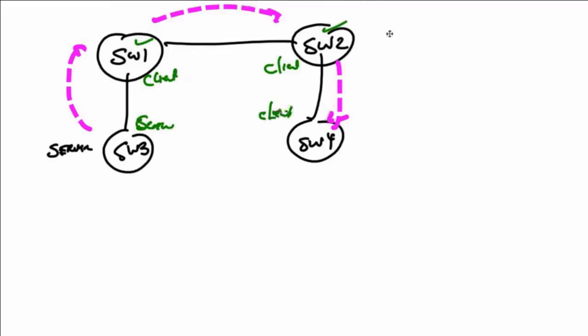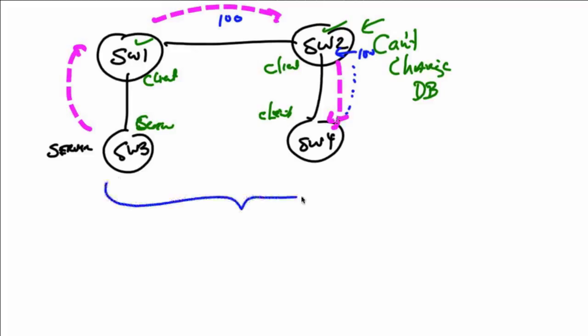Now we know that clients cannot change the database. I can't come onto these devices and say create a VLAN. However, if I receive an update that says create VLAN 100, what will happen is I will create VLAN 100 here, and then I will also forward that message to all of my neighbors. Now, the idea here is that in this entire unified domain, now we should have VLAN 100.